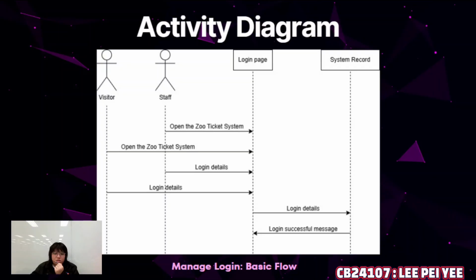For the alternative one, which is forget username or password, the visitor and staff need to click forget username or password at the login page. The visitor and staff can use their email to find or create a new username or password for their account. After successfully changing the username or password, visitor and staff need to fill in the login details again at the login page. For the exception one, if the login information is incorrect, the system will display an error message and the visitors and staff need to fill in the details again to log in to the Zoo ticket system.